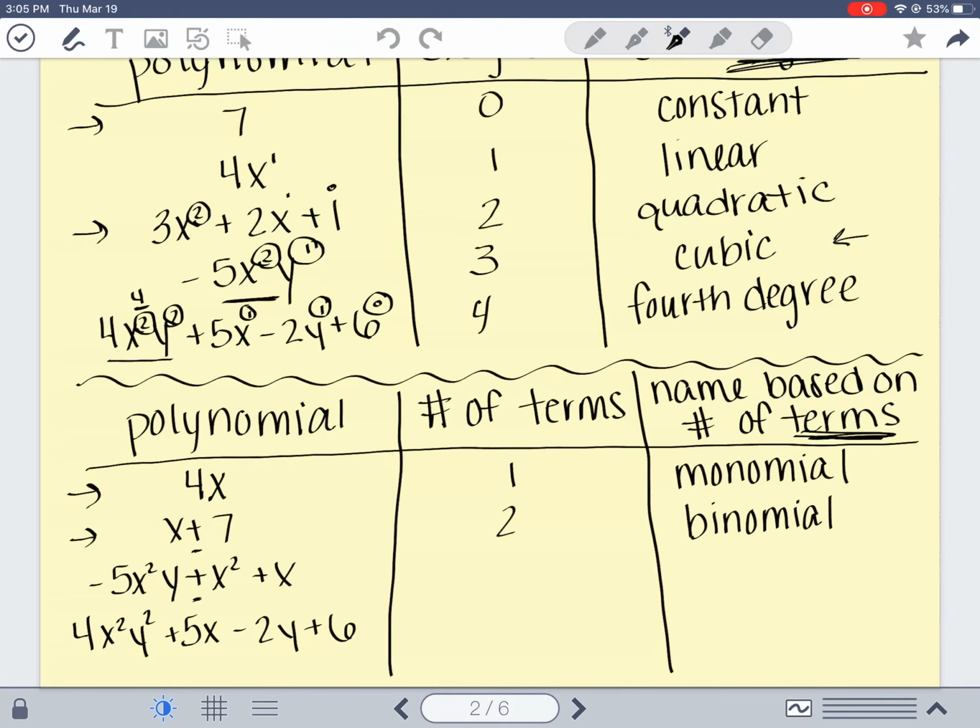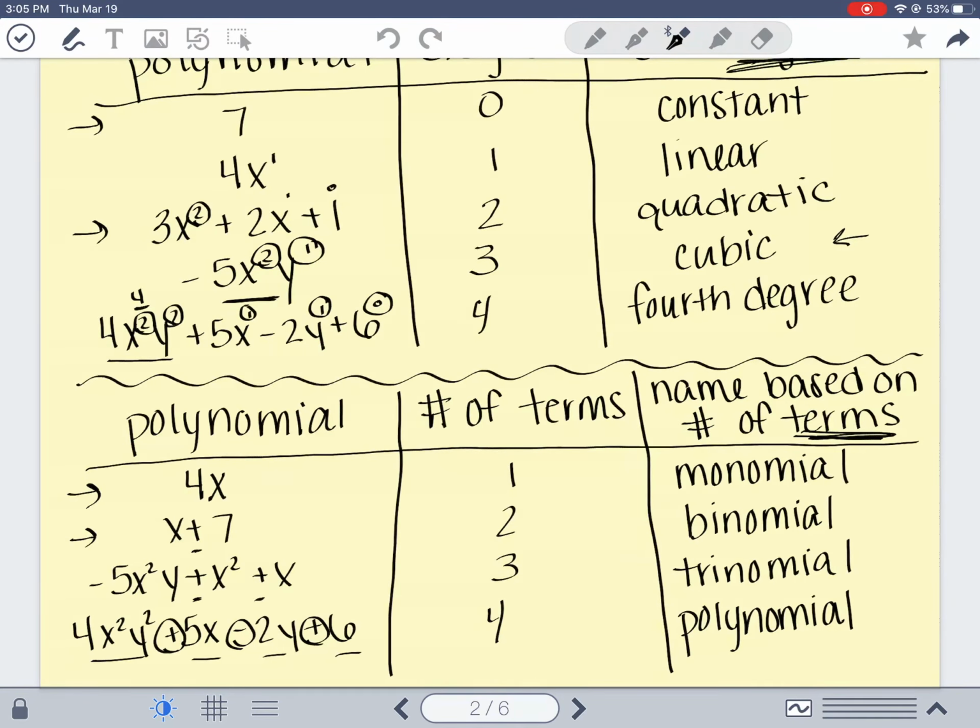This next one, we've got 2 different plus signs, so we've got 3 different terms. This is called a trinomial. And then down here, we've got a plus sign, a minus sign, and a plus sign. We've got 4 different terms here. And from there on, they just call it a polynomial. The ones that you will probably hear the most are binomial and trinomial, named specifically.